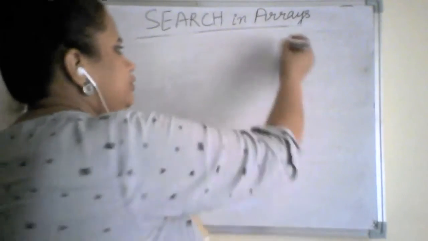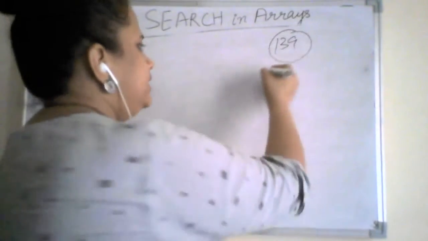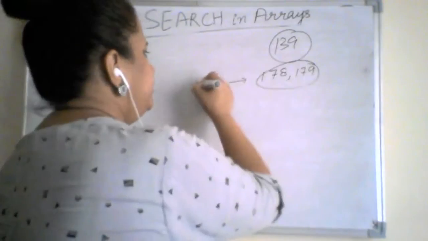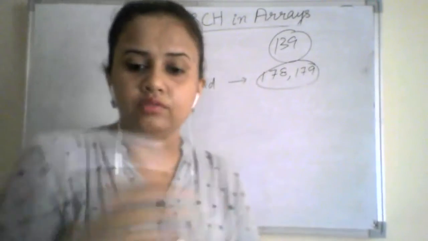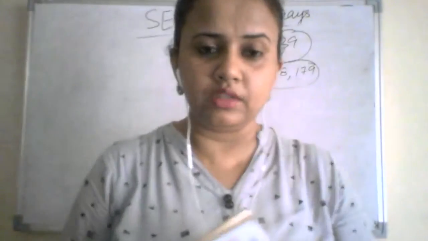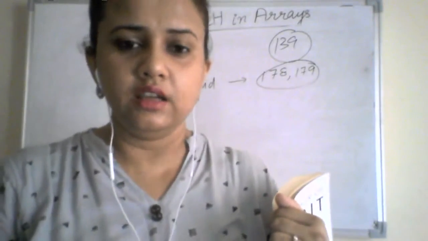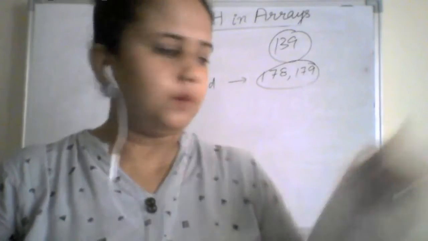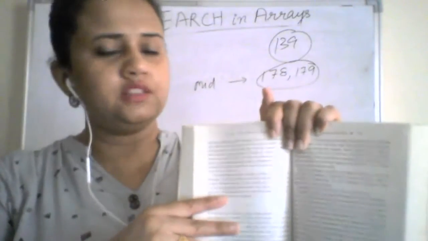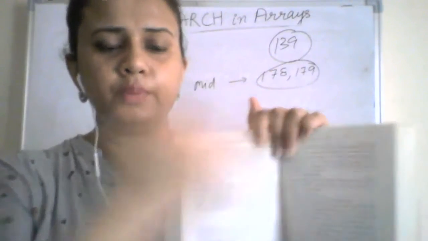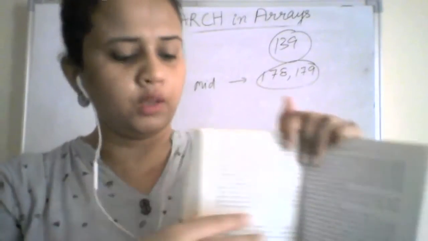The page number that we were trying to find was 139, and we are at 178 and 179. Every time you are trying to find an item, you go to the mid of that data first. Now you can very well see 139 is lesser than 178. So tell me, where is the probability of finding page number 139? Is it after 179 or before 178? Obviously it is before 178.